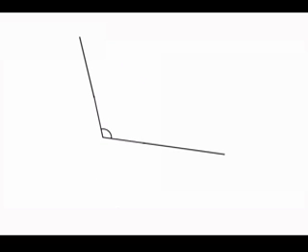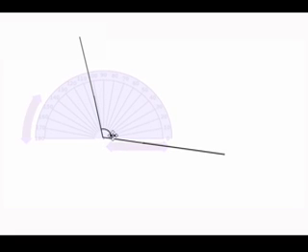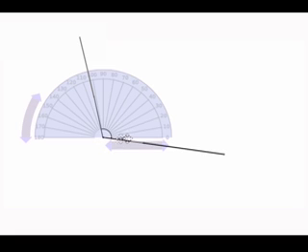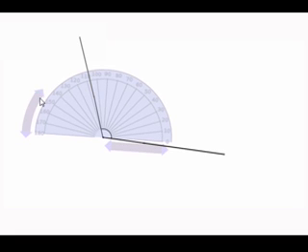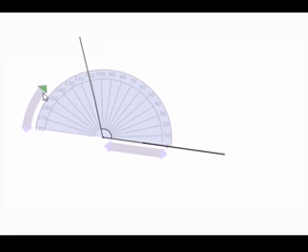You can get another angle. Once again, place the center of the protractor at the vertex. We will then place the baseline on the protractor on this line, then rotate it. The angle is 110 degrees. It is an obtuse angle. The other one was acute.